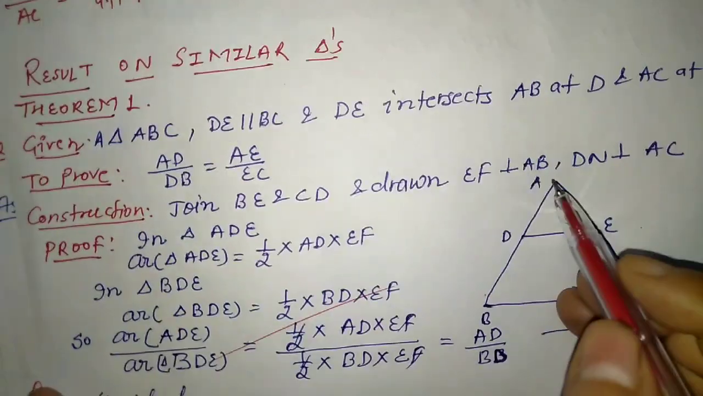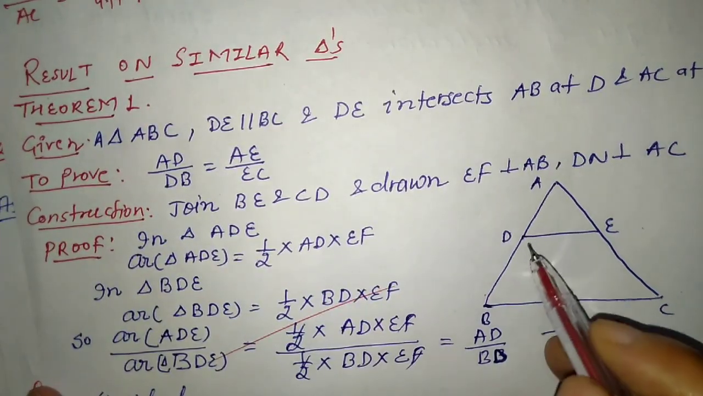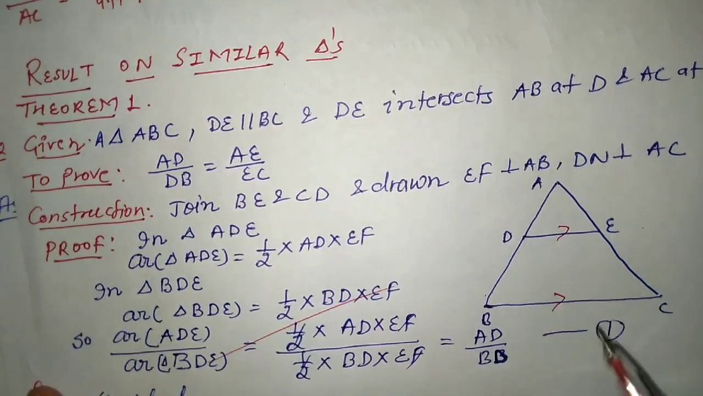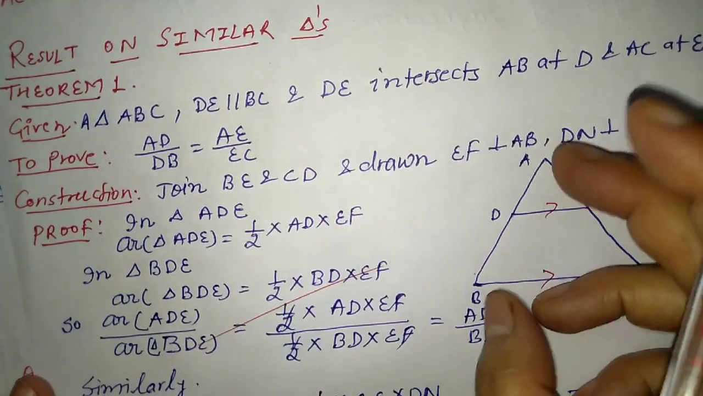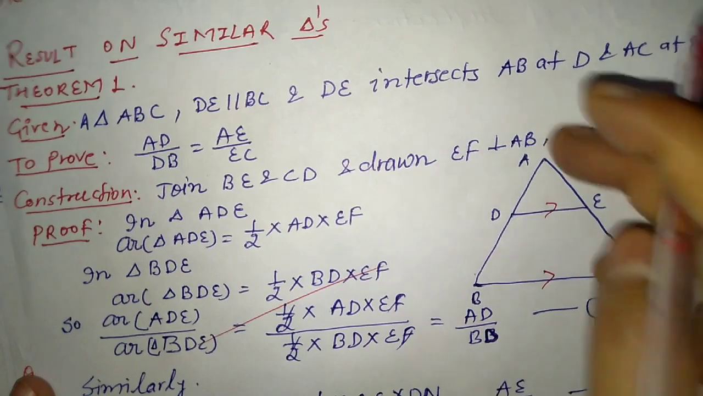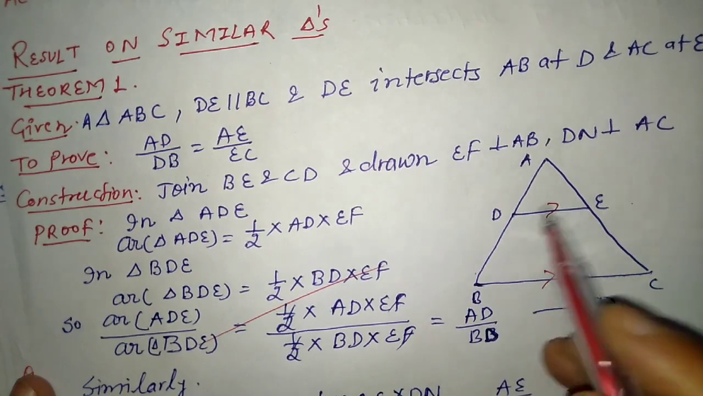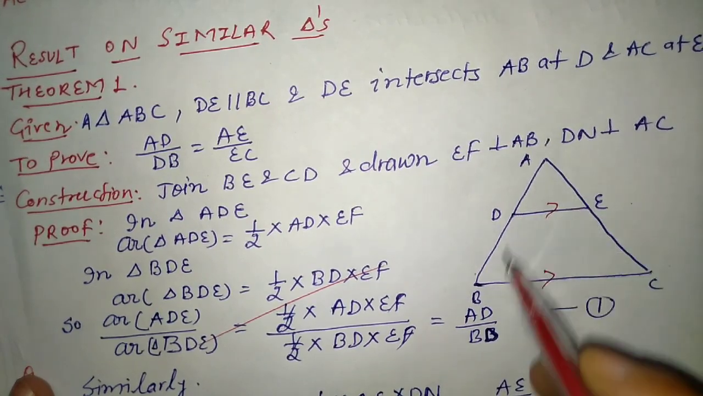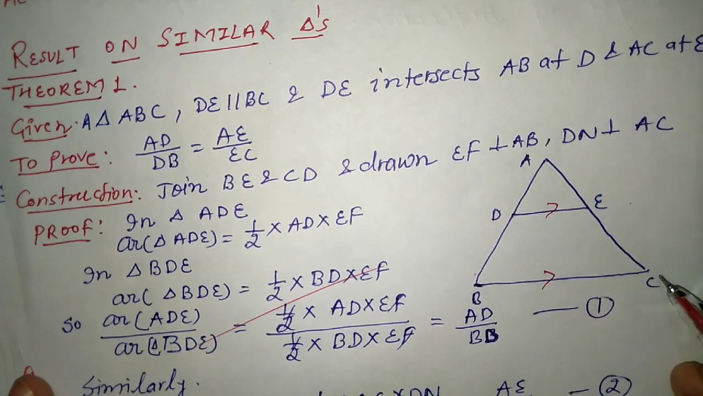It is given that in triangle ABC, DE is parallel to BC, and DE intersects AB at D and AC at E. Now what we have to prove is AD upon DB is equal to AE upon EC.